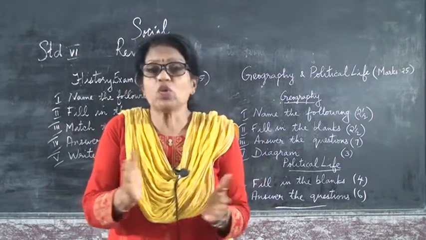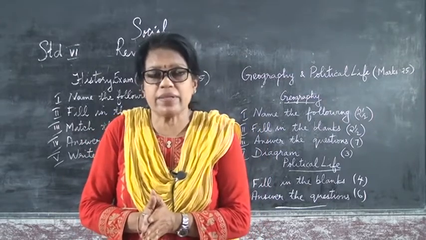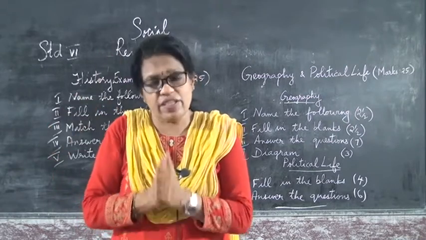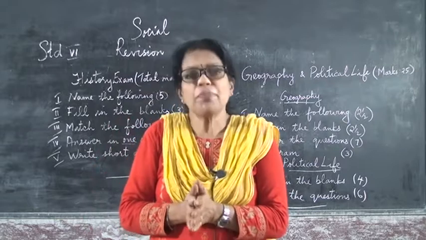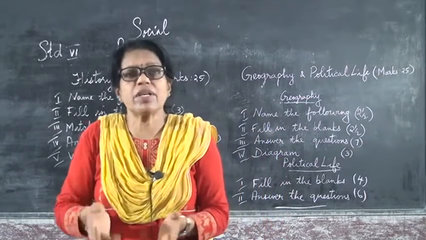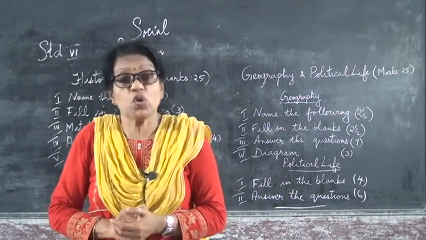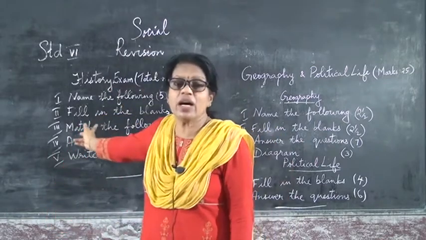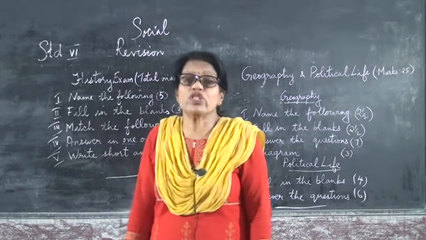So far, there are 2 lessons for the exam in all. I've written social, which means history, geography and political life. In all 3 subjects you have 2 lessons each, so a total of 6 lessons. On the board I have given the model of the question paper.